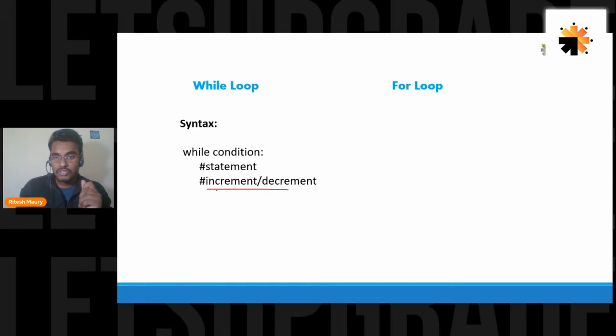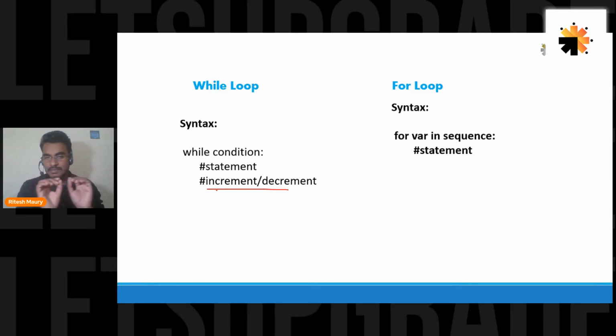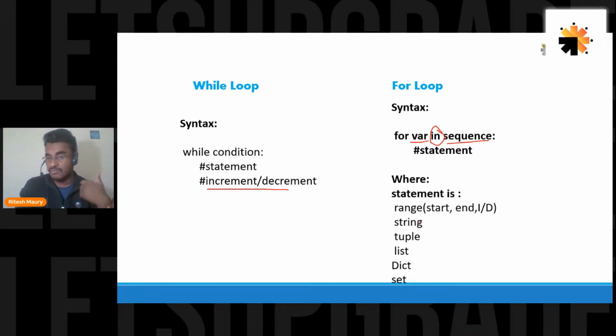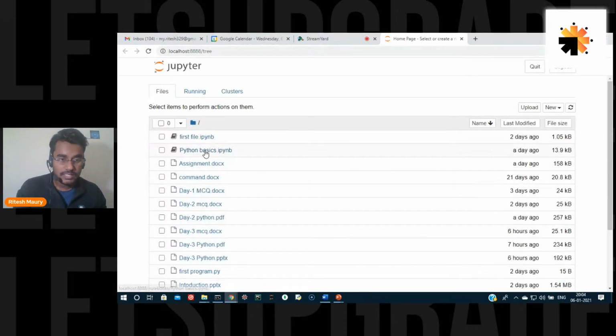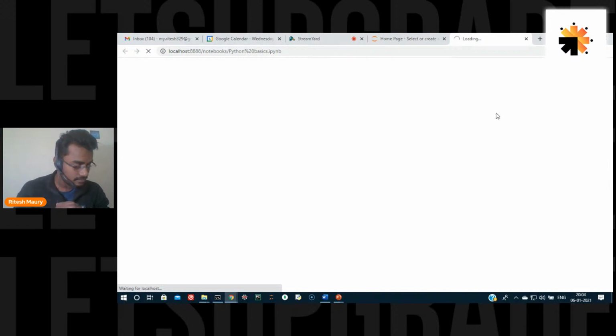So for the for loop, the syntax is something different. For, then a variable, in, the membership operator, and a sequence, and that sequence can be anything. That sequence can be range, string, tuple, list, dictionary, set, anything. So let me show you. Let me open the first file, the same Python basics file.